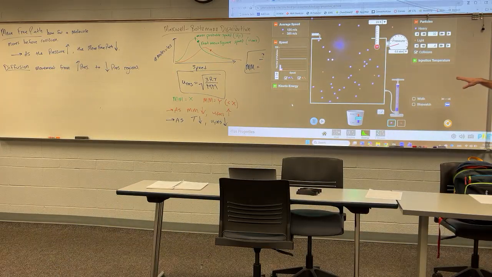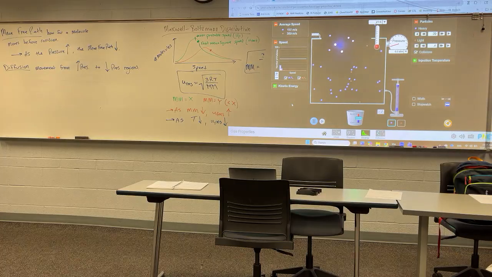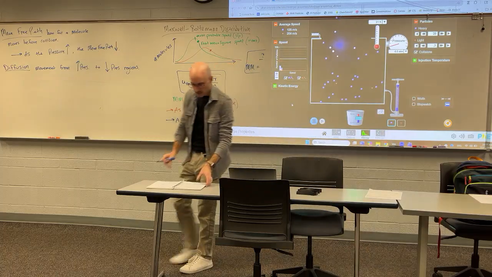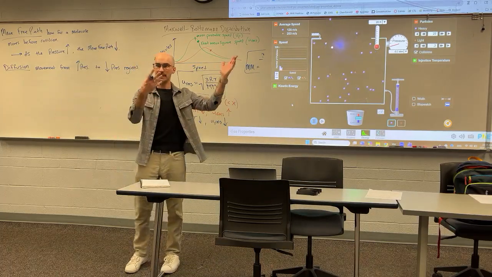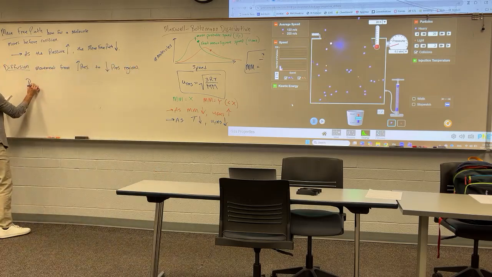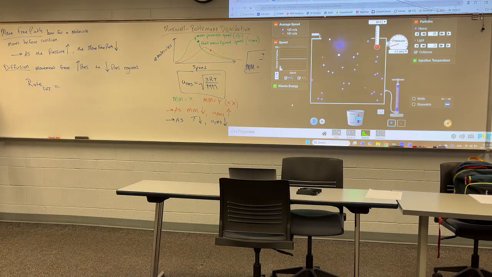Notice the mean free path, now that basically everything has evacuated and the pressure is much lower, everything gets to move around a lot more before it runs into a collision. Mean free path increases as pressure decreases. We measure the rate of diffusion, how quickly something moves away, with this equation. Rate of diffusion. I'm putting diffusion as a subscript there.